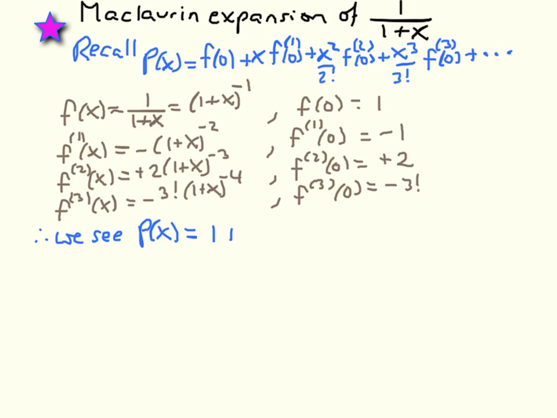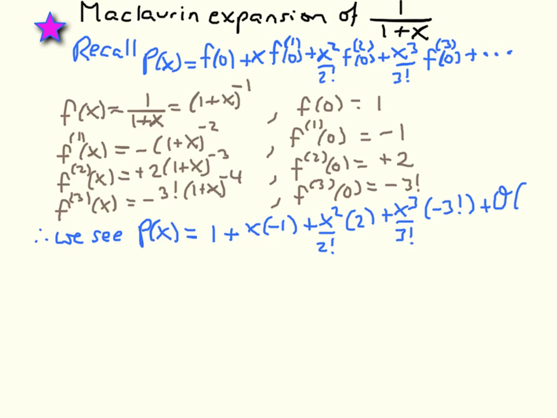and then we have plus x times the first derivative, and that's a factor of minus 1, and then we have plus x squared over 2 factorial times the second derivative, which is 2, and of course 2 is the same thing as 2 factorial, and then we have plus x cubed over 3 factorial times minus 3 factorial, and then there are other terms that we're not going to calculate here, so there are terms of order x to the power of 4 that we are not taking into account.